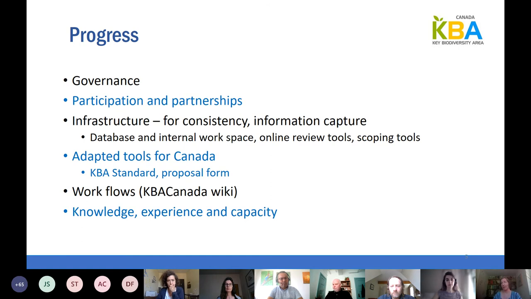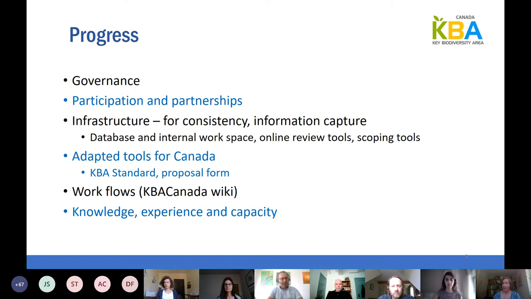I've talked about this before, but on governance of this initiative, we have a management committee that has participation from a number of organizations in government. We have quite a few partnerships, both with academic institutions, again, governments, and all sorts of organizations. We've developed a lot of infrastructure for consistency, for information capture, because it's going to be important as we go forward to make sure that we know exactly what was done, what went into each KBA, who was involved, what rationale there was for delineating a site, etc.